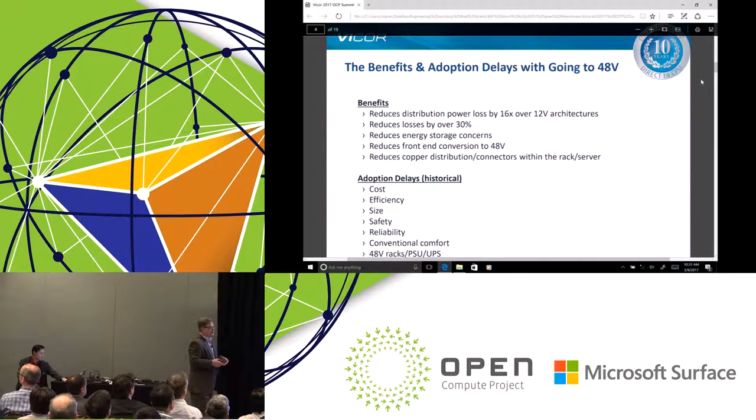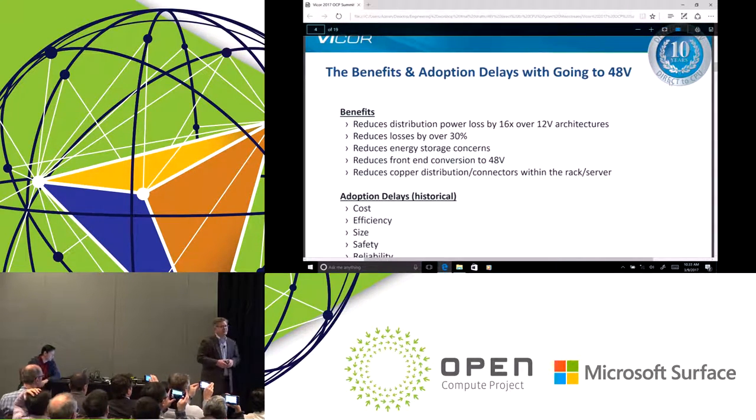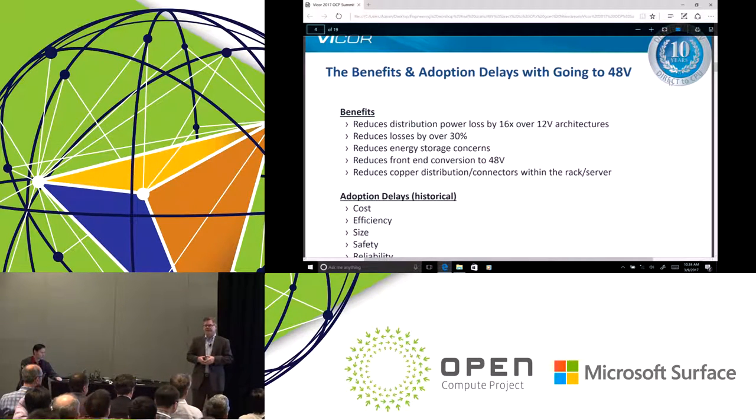So this slide, and apologize, we're using PDFs, so we couldn't have things flying in and evaporating and all. But this slide highlights, at a high level, both the benefits and the adoption delays of 48 volts. The primary benefit always talked about is a 16x reduction in power loss over 12 volts. And simply enough, what that means is the distribution losses, or the I squared R losses in the lines, in the cables, et cetera, okay? So those are distribution losses, okay?